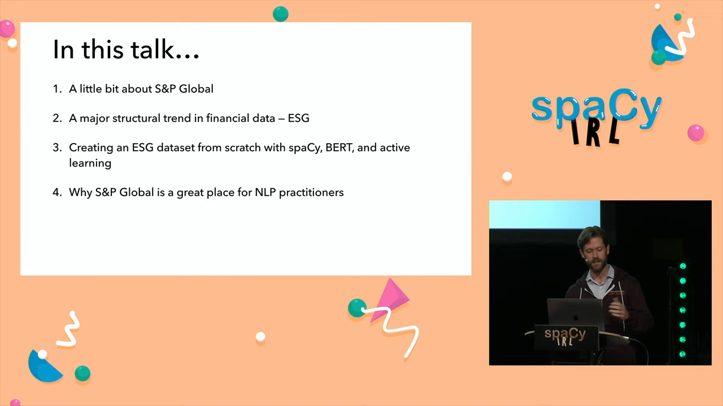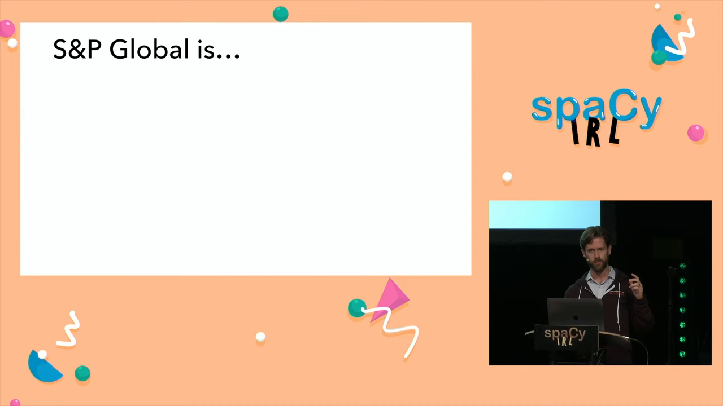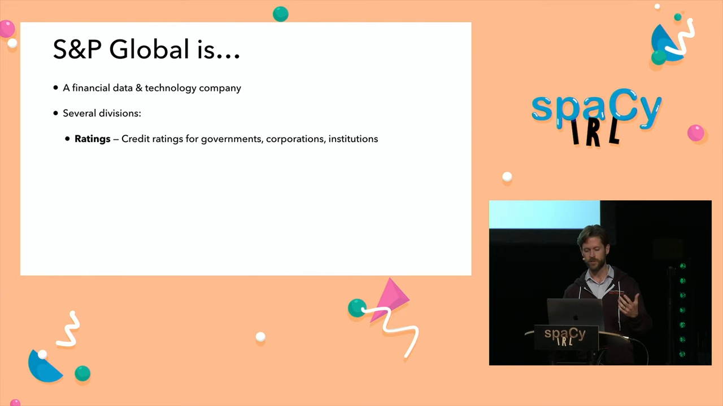if you aren't already well aware. So talking about the company a little bit, S&P Global, you're already familiar with it, even if it doesn't come top of mind. It's a financial data and technology company. You may have heard of some of our divisions, like the ratings agency. So whenever you hear about countries or companies getting their credit rating upgraded or downgraded, that's one of our divisions.